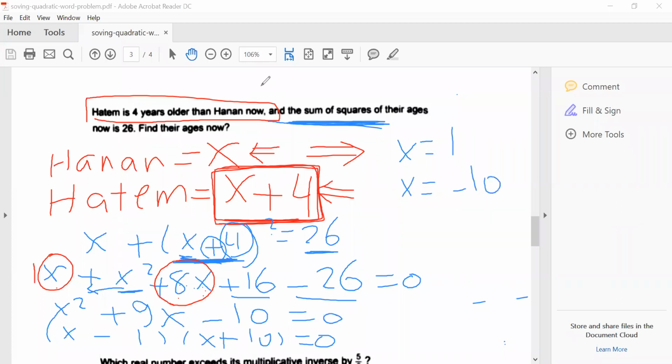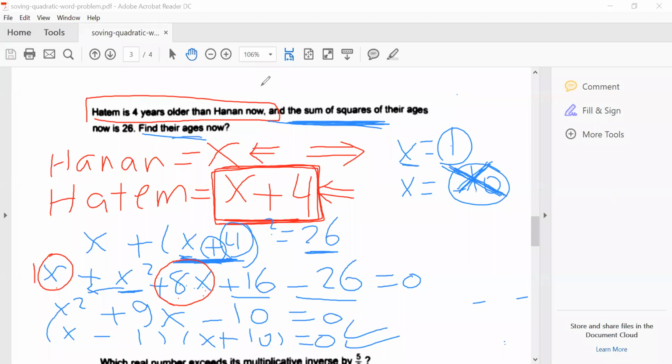But he wants their ages. Do you think any age can be a negative number? Can the age of Hanan be negative 10? No, because there is no negative age. So this one is refused. Why is it refused in this exercise? Because he wants ages, and ages cannot be negative. Like when I get the side of anything, the length cannot be negative. So one of the solutions is refused. The solutions of x from this expression are 1 and negative 10. Negative 10 is refused because I'm talking about ages.